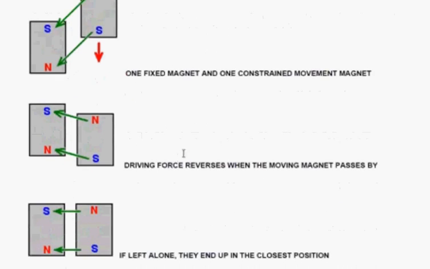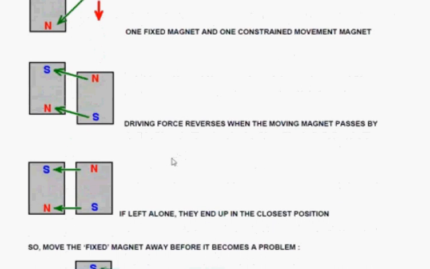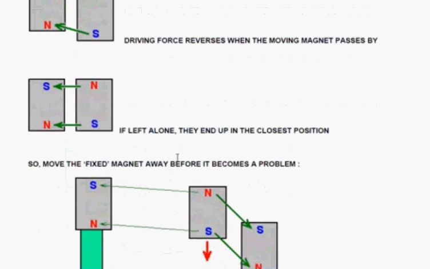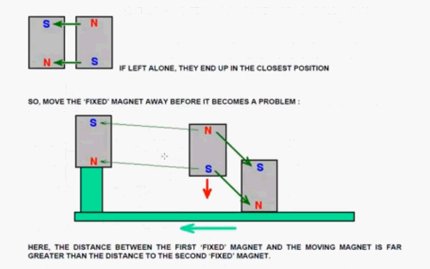Now, what happens if you leave it be is that the moving magnet goes past the fixed magnet, and the forces that have been pushing it forward reverse. And if you leave it be, the magnet will end up as close as it can get to the fixed magnet in its closest position, which everybody knows, but it's no use to most people.